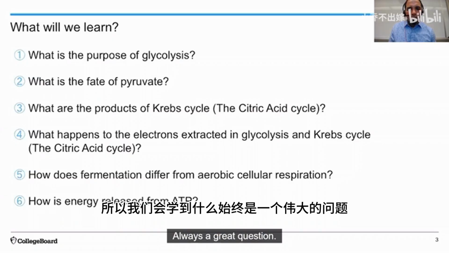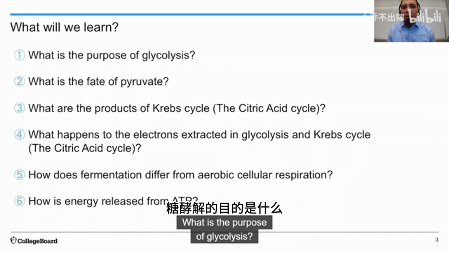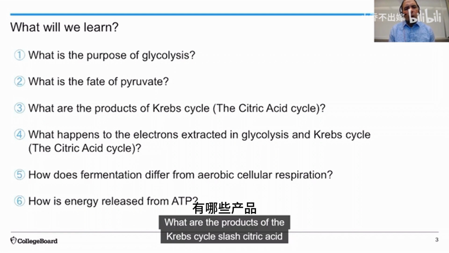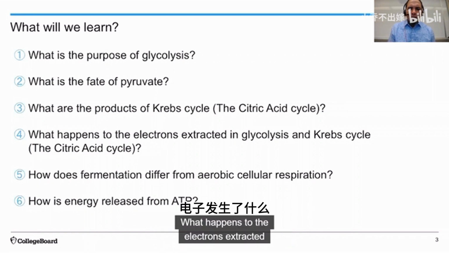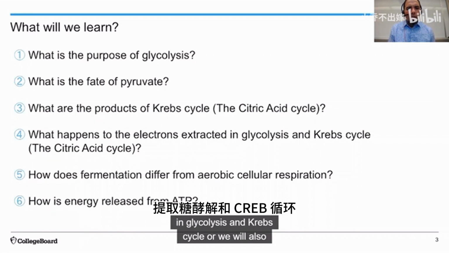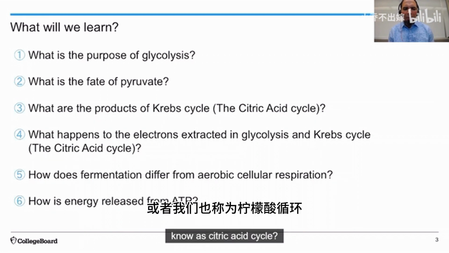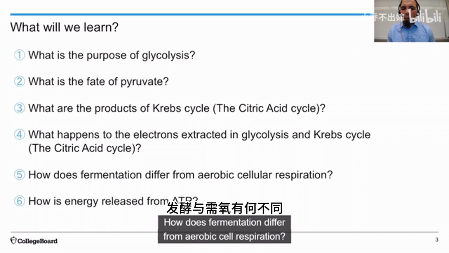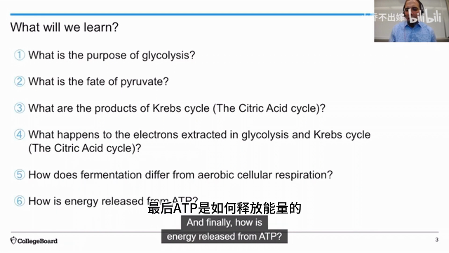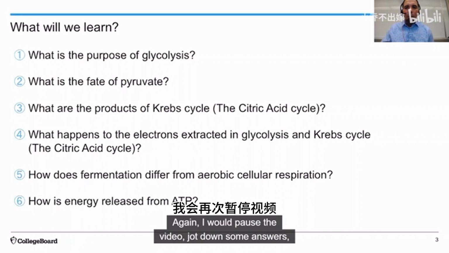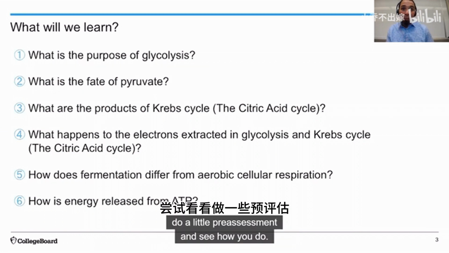And so what will we learn? Always a great question. What is the purpose of glycolysis? What is the fate of pyruvate? What are the products of the Krebs cycle, the citric acid cycle? What happens to the electrons extracted in glycolysis and the Krebs cycle? How does fermentation differ from aerobic cell respiration? And finally, how is energy released from ATP? Again, I would pause the video, jot down some answers, do a little pre-assessment, see how you do.